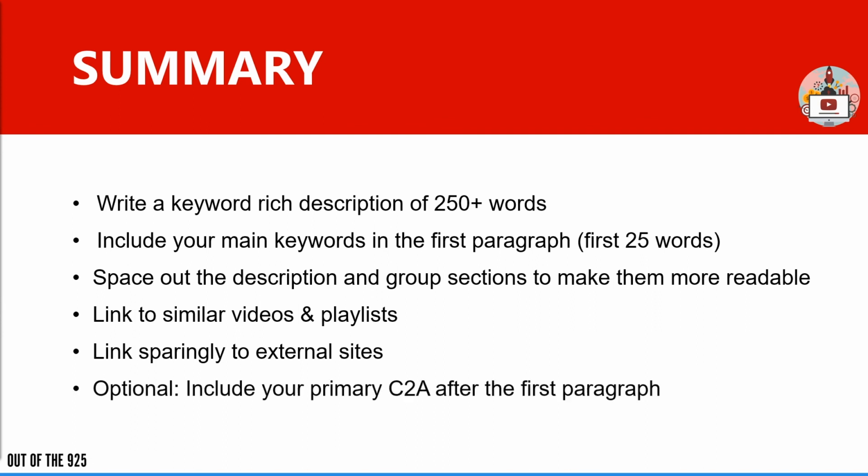And then optionally include your primary call to action after the first paragraph. So if you have a sale, if you're trying to get people to your email or affiliate link, or if they should subscribe, like, or visit your social channel, that's your primary call to action, only one, that you can include after your first paragraph if you've made a mention of that in your video.